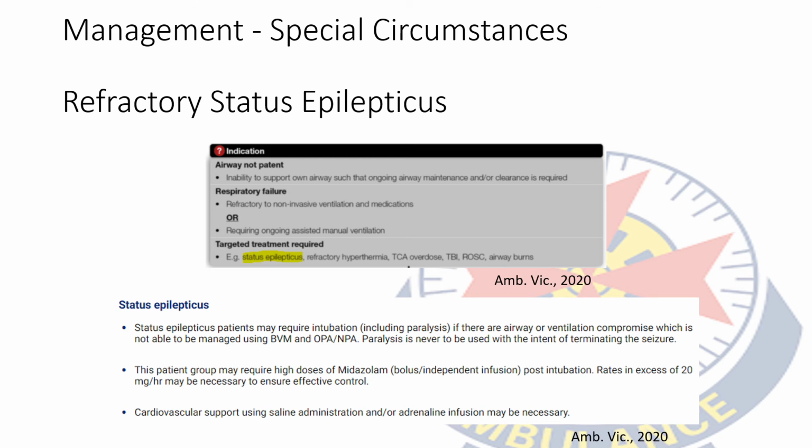In the rare case of status epilepticus refractory to management, paramedics need to remember to follow the fundamentals of care. That while a patient is seizing, there is an increased risk of airway compromise and insufficient breathing. If patients are still in status epilepticus despite midazolam administration, different anti-seizure medications such as phenytoin are needed as soon as possible.